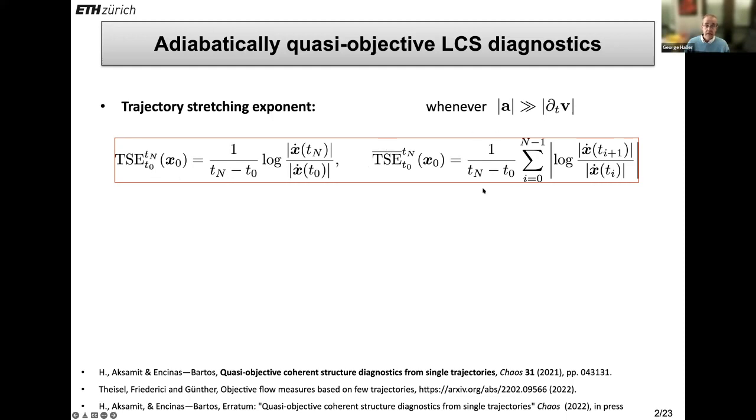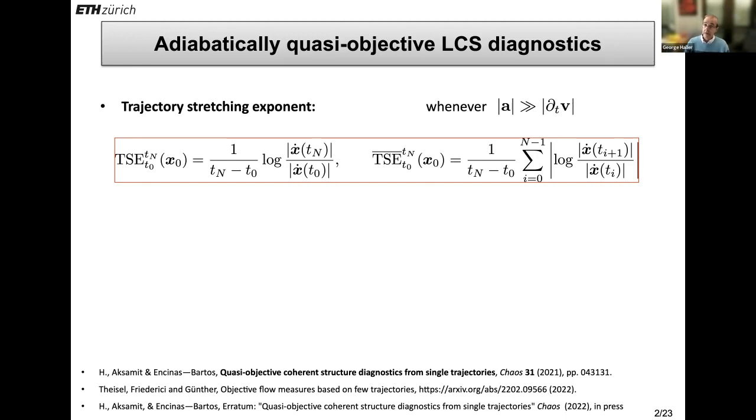But it actually turns out it's better to have some more intermediate information. This is another quantity that also approximates an objective stretching measure, but it's more detailed. It doesn't forget intermediate stretching events. What it does is check the same thing, but incrementally between adjacent trajectory velocities, takes the norm of that, sums them up, and again normalizes them. Each has different uses, which we discussed in the paper, but both are quasi-objective LCS diagnostics.